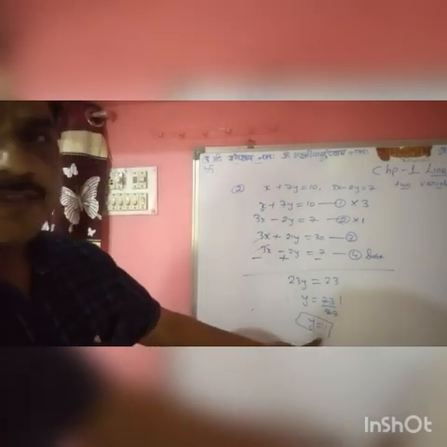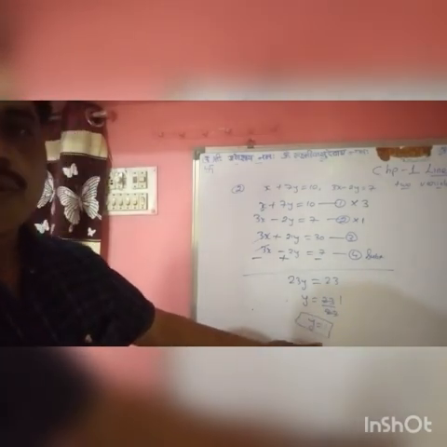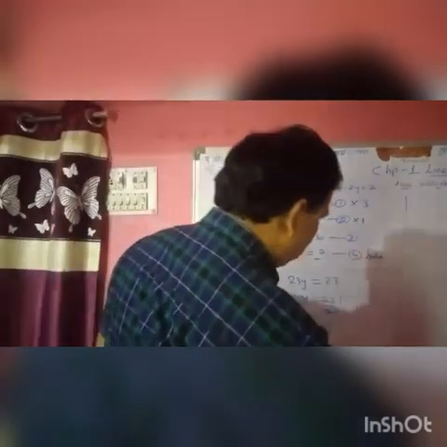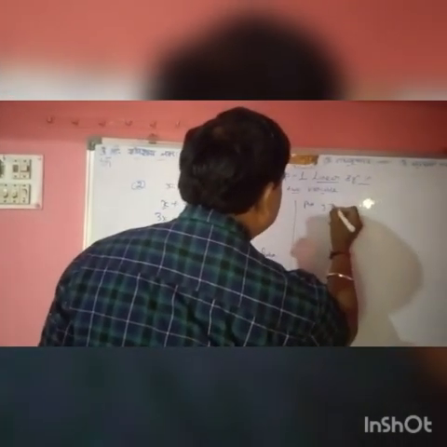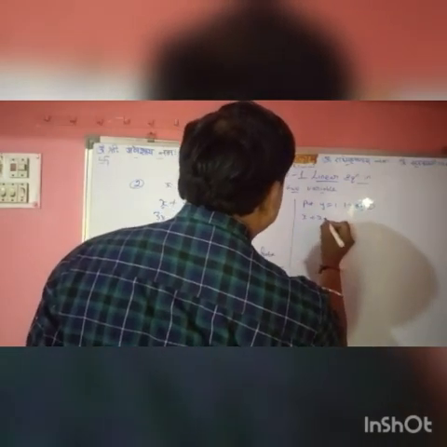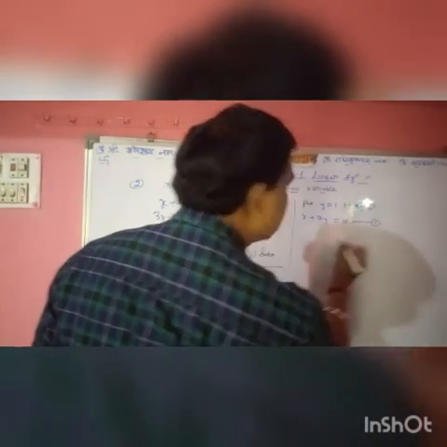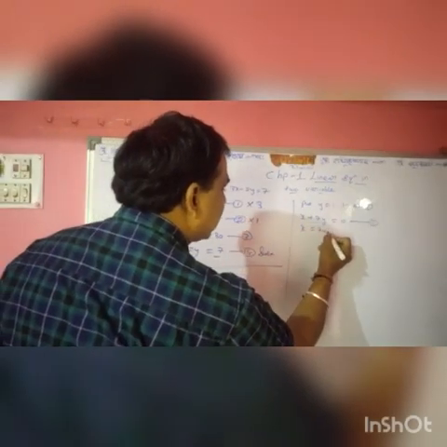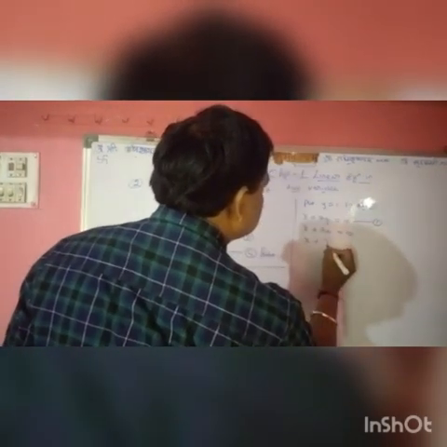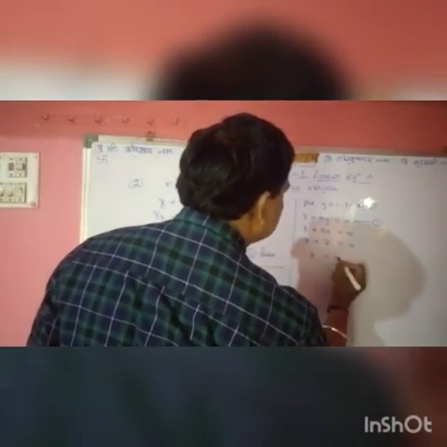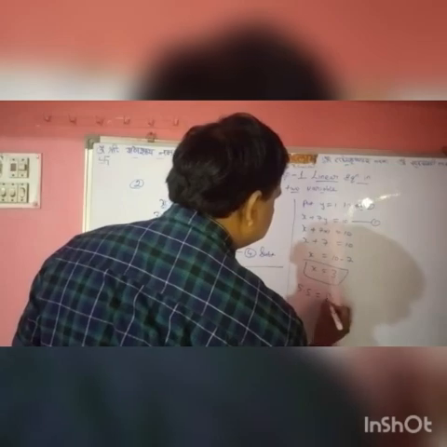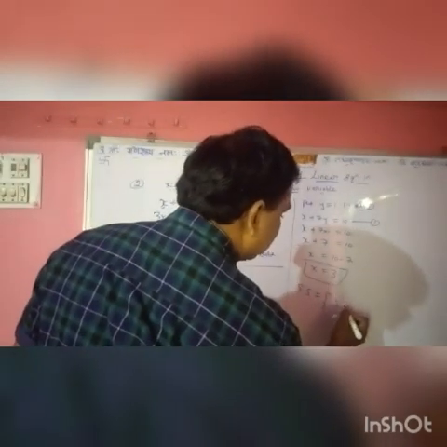Now we have an option. You can put the value of y is equal to 1 in any one of the equations 1, 2, 3, 4. Put y is equal to 1 in equation 1. x plus 7y is equal to 10, that is equation 1. x plus 7 is equal to 10, x is equal to 10 minus 7, x is equal to 3. Solution set: x is 3, y is 1.